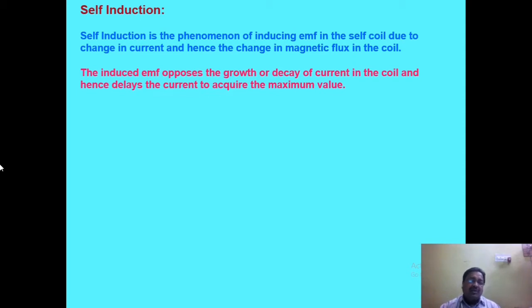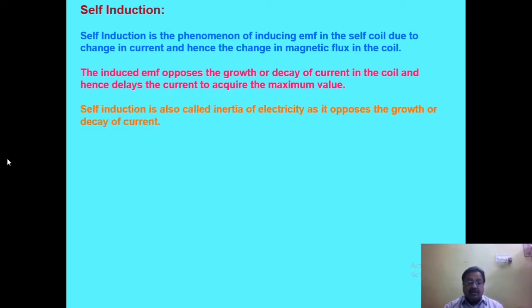Either way, you may define it. The induced EMF opposes the growth or decay of current in the coil and hence delays the current to acquire the maximum value. Why delay? Due to its opposing character. Delay is due to its opposing character. So, we may say self-induction is also called the inertia of electricity. Why? Because it opposes the growth or decay of current.